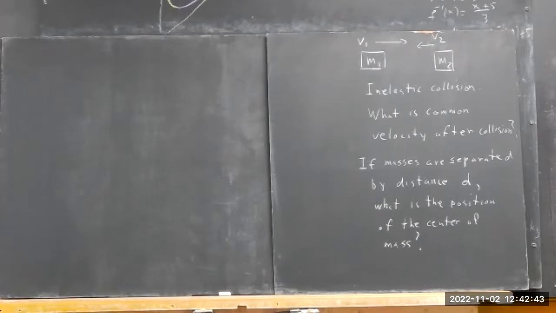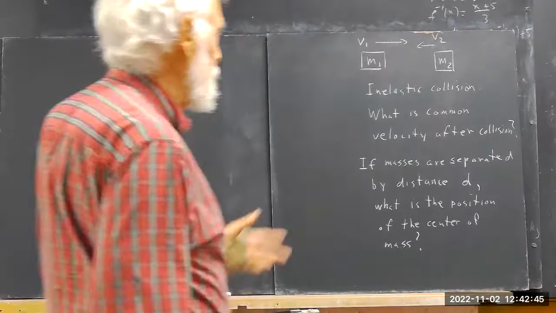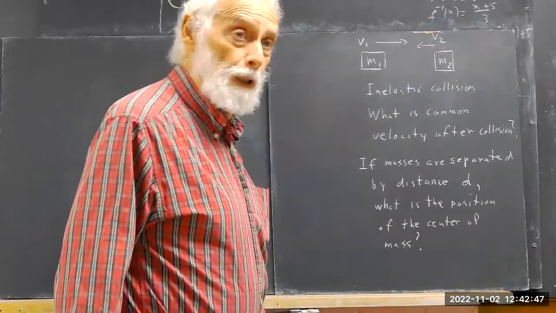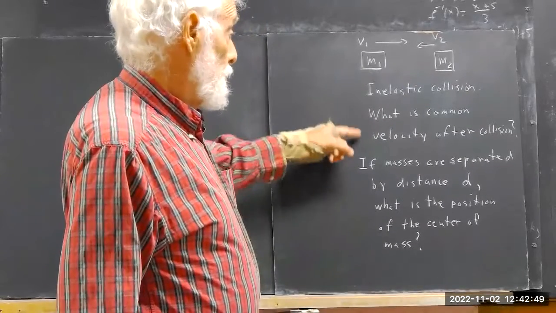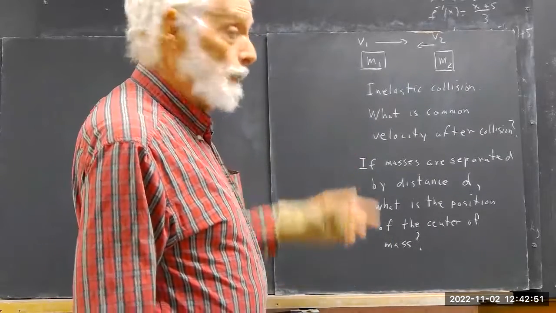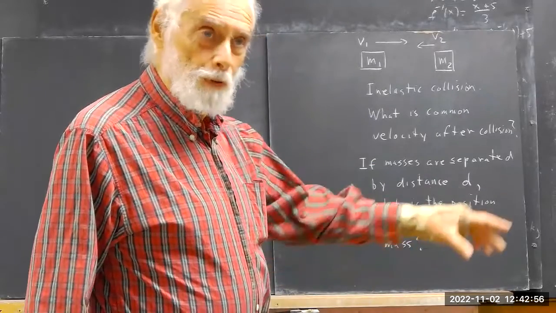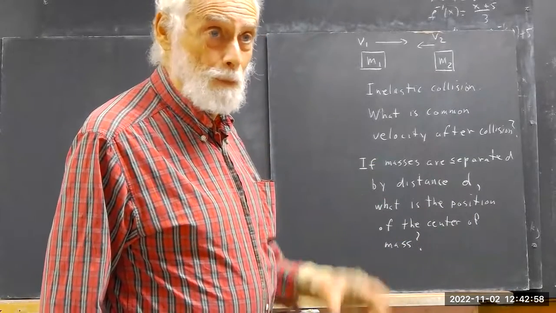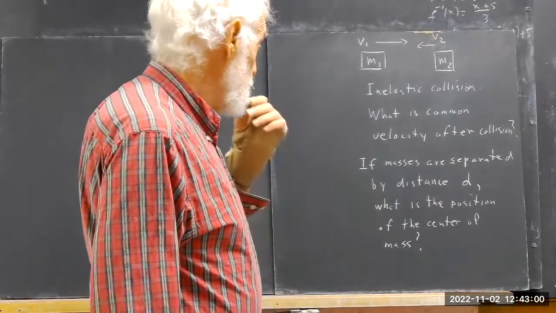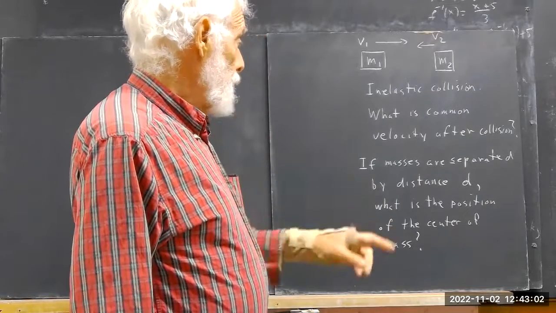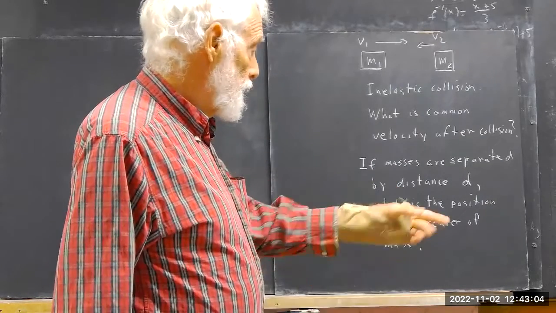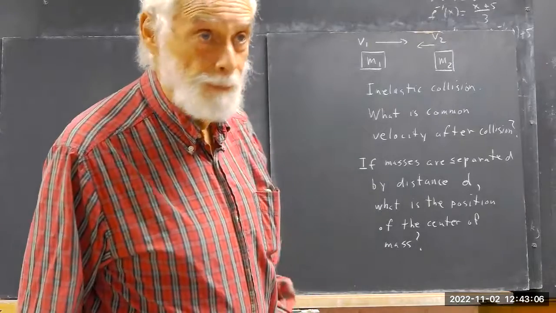Okay. So we got this situation, we're gonna have an inelastic collision between two masses. I want to know what the common expression is for the common velocity after collision. There's a formula. I'm going to work from first principles. I want to be sure we understand what the principles are. If the masses are separated then by distance d, what's the position of the center of mass?